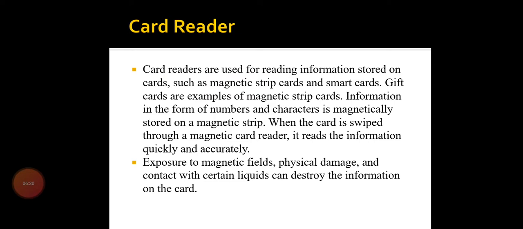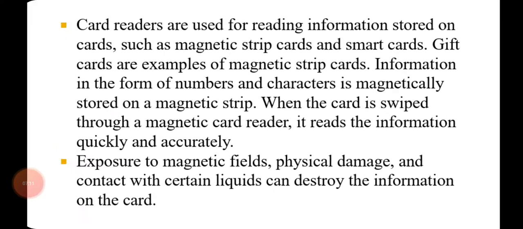Now comes our card readers. Card readers are used for reading information stored on cards such as magnetic strip cards and smart cards. There are two types of cards, magnetic strip cards and smart cards. Gift cards are examples of magnetic strip cards. Information in the form of numbers and characters is magnetically stored on a magnetic strip. When the card is swiped through a magnetic card reader, it reads the information quickly and accurately. Exposure to magnetic fields, physical damage, and contact with certain liquids can destroy the information on the card.